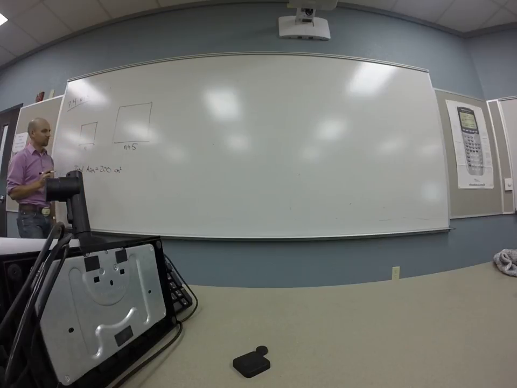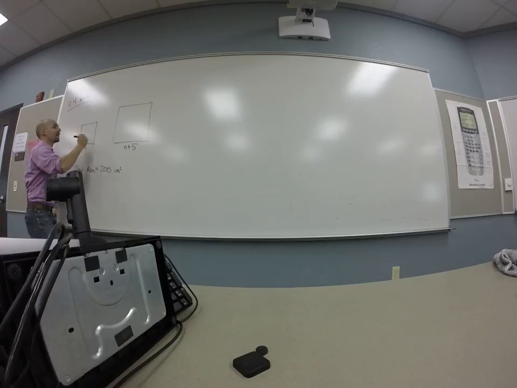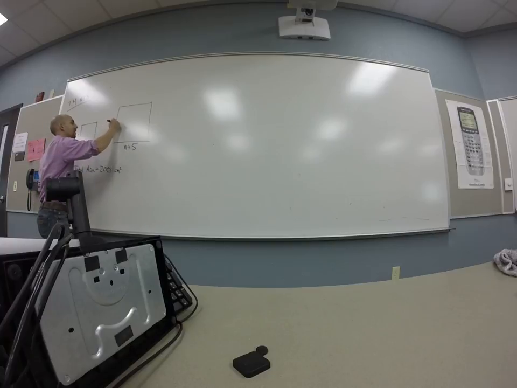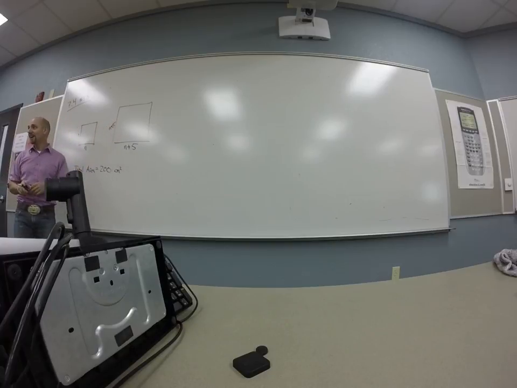Okay, what else did they tell me? Am I missing a label or something? I don't know how to find areas of these right now, do I? What's the label I'm missing? I would like to use length times width, right? But I only have one thing on one of the sides labeled. Well, it's a square, so. Oh, stupid of me. Thanks. It's a square, right? So they're both squares.